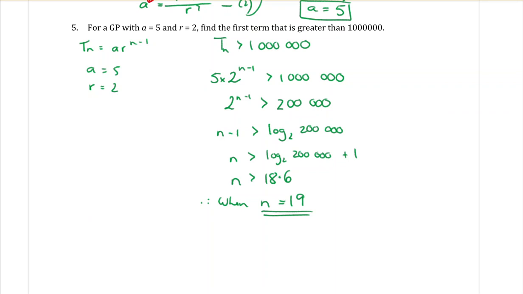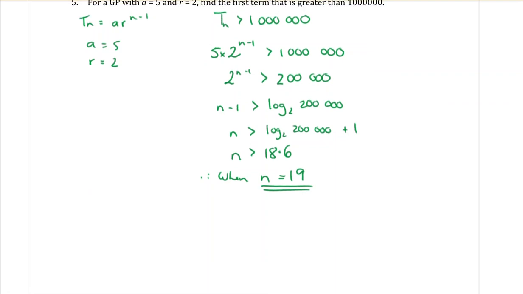If the question says find n for the term that first exceeds 1 million, I just need to find the n. But if it says to find the actual term, I need to find out the term in the series. So we have to put that 19 back into our formula. T of 19 is equal to, it was 5 times 2 to the power of n minus 1, but subtracting 1 will be 18 in there. I don't know what that is. 131072. Oh, cool. All right, now we're done.